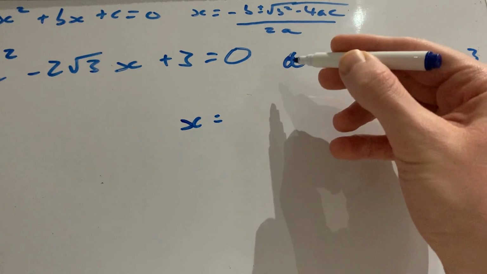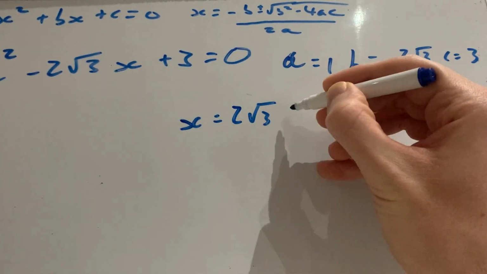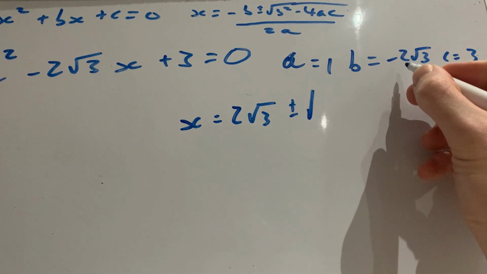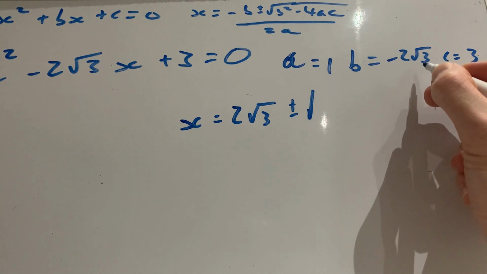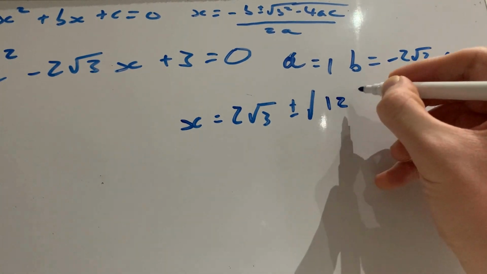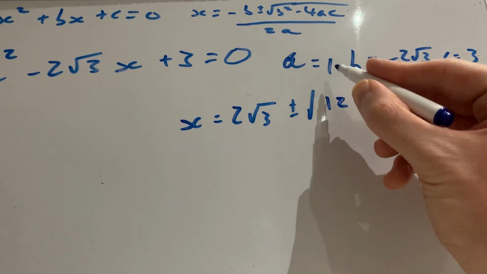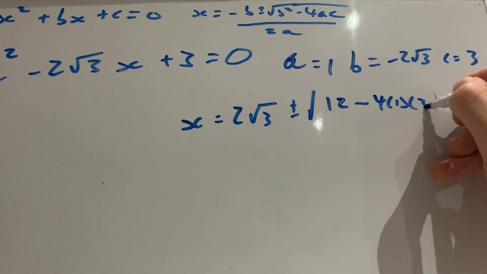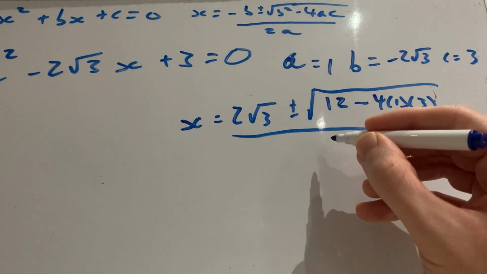So x equals negative b, so negative 2 root 3 is 2 root 3, plus or minus root b squared, so we can ignore the minus because we're squaring it. So 2 times 2 is 4, root 3 times root 3 is 3, so 4 times 3 is 12. Minus 4ac, so 4 times 1 times 3. I'll write it all down just so you can see. All over 2a. So 2 times 1 is 2 again.